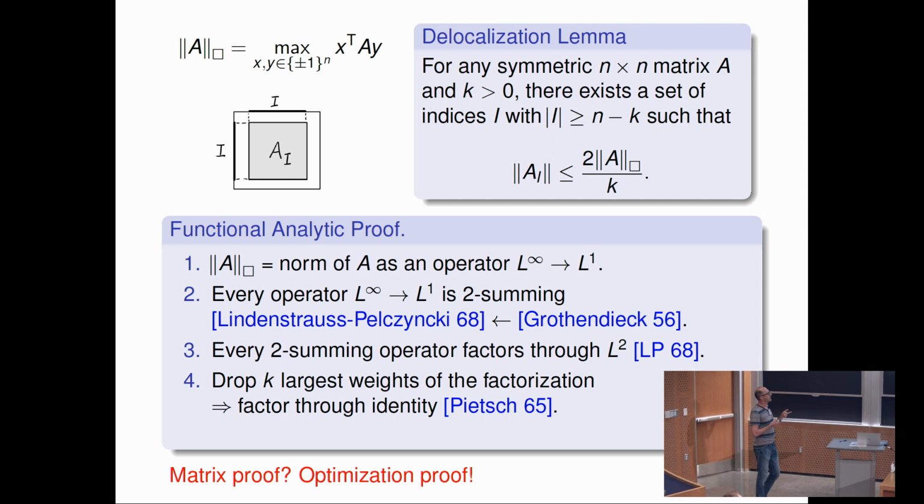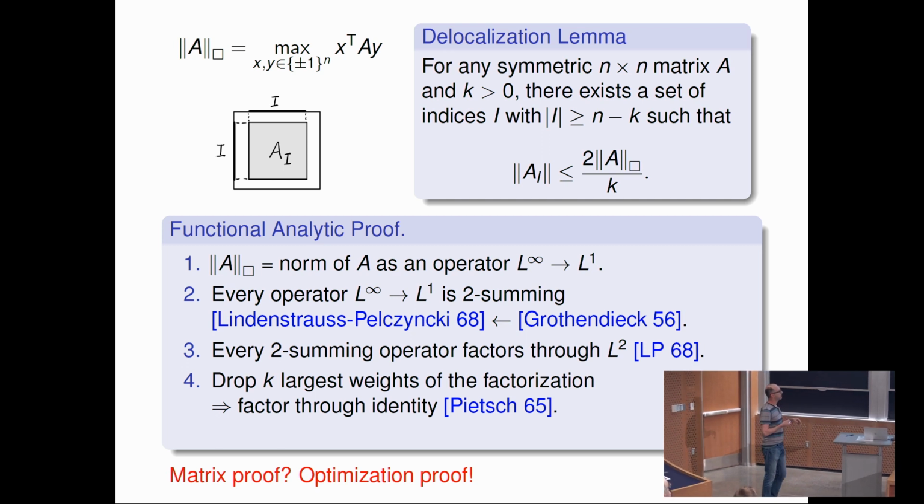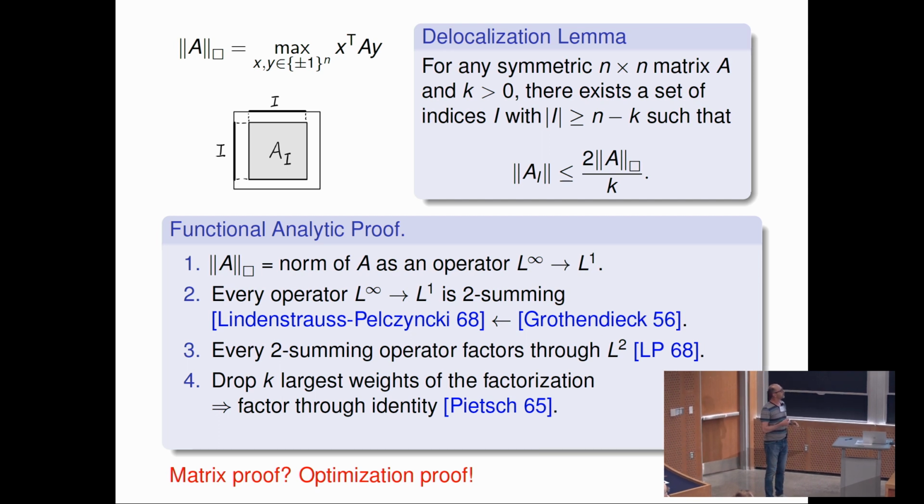Now, every operator from L infinity to L1 is two-summing. It's a kind of deep result based on Grothendieck inequality, and it was discovered by Lindenstrauss and Pelczynski. You don't need to know what a two-summing operator is for now, but every two-summing operator factors through L2. That's another deep result of Lindenstrauss and Pelczynski. Once you combine all three results, you know this operator factors through L2.